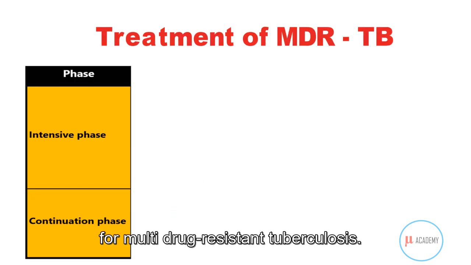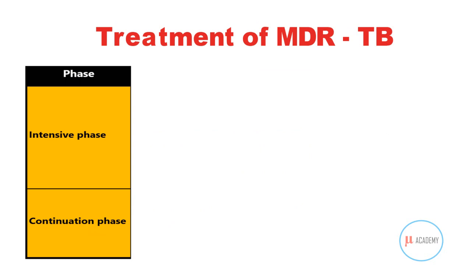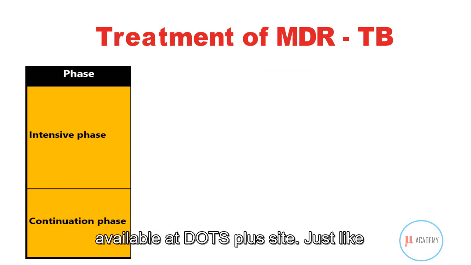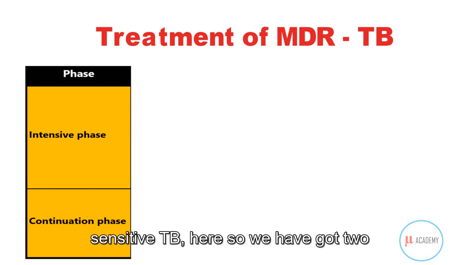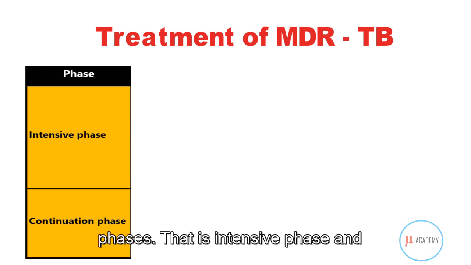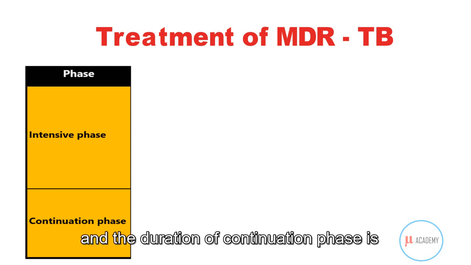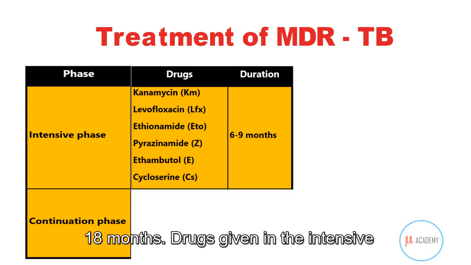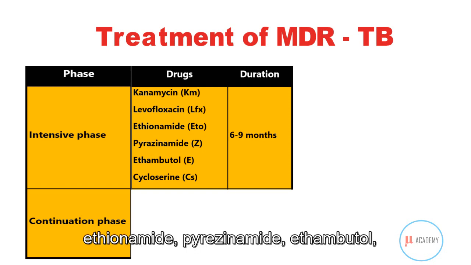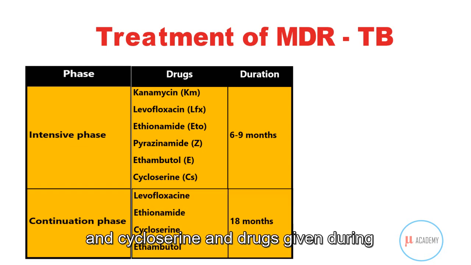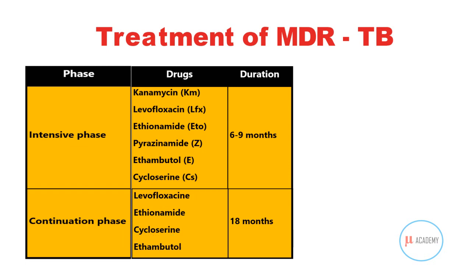Now let's look at the treatment for multi-drug resistant tuberculosis. Treatment for MDR-TB is available only at certain centers. These drugs are available at DOTS Plus sites. Just like the treatment we discussed for drug sensitive TB, here also we have two phases, that is intensive phase and continuation phase. The duration of intensive phase is 6 to 9 months and the duration of continuation phase is 18 months. Drugs given in the intensive phase include kanamycin, levofloxacin, ethionamide, pyrazinamide, ethambutol and cycloserine. And drugs given during the continuation phase include levofloxacin, ethionamide, cycloserine and ethambutol.